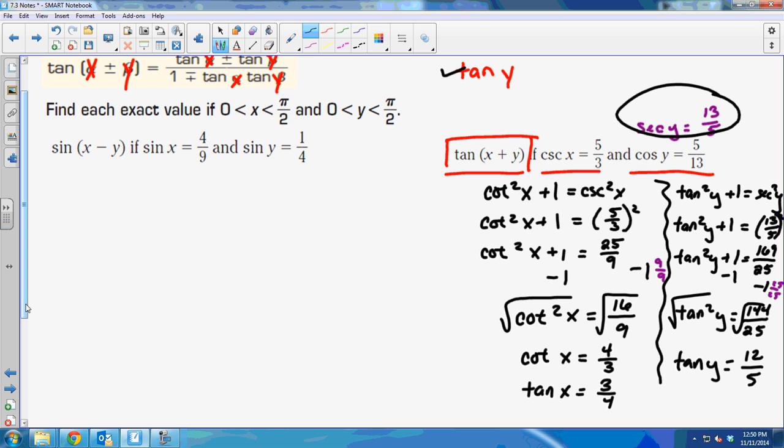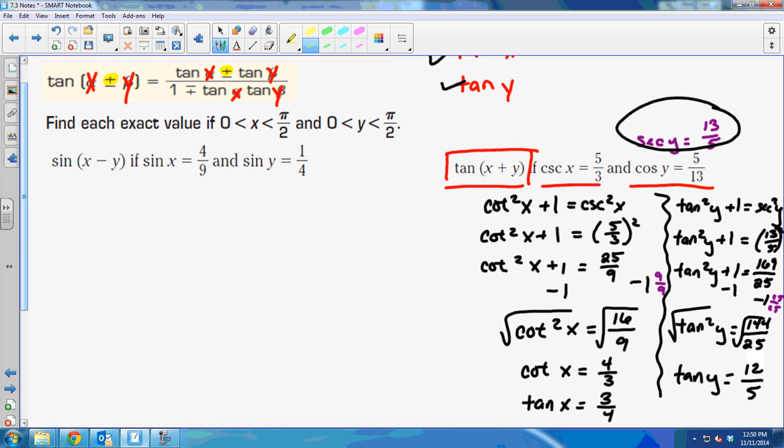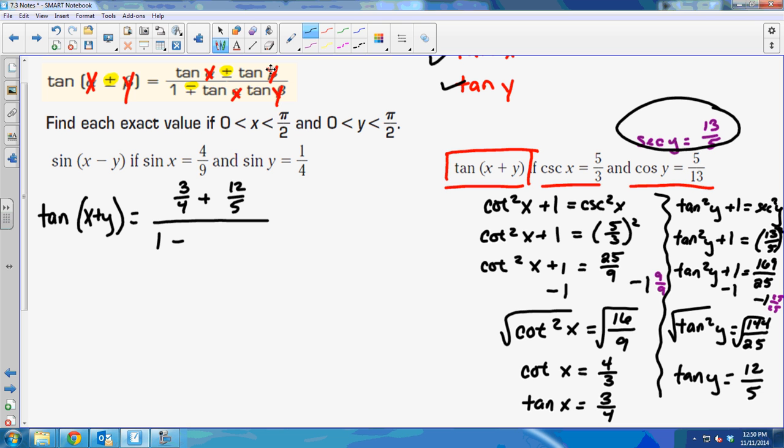So now we're just going to use the identity. It says we're doing the sum, so the positives are on top. We're using then all the signs at the top. So again, I'm not going to rewrite the identity, but I'm going to just simplify everything. So I've got tangent of x plus y equals tangent x, which is 3/4, plus tangent y, which is 12/5, over 1 minus tangent x, which is 3/4, times tangent y, 12/5.